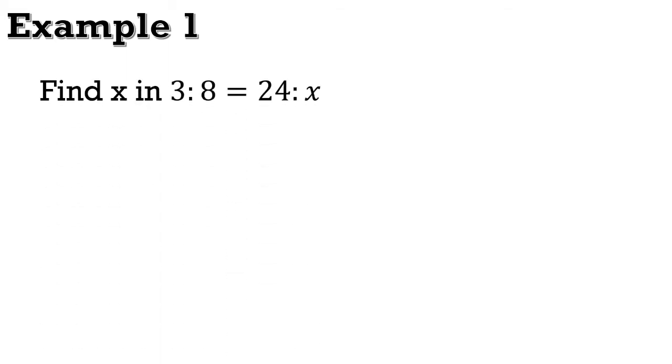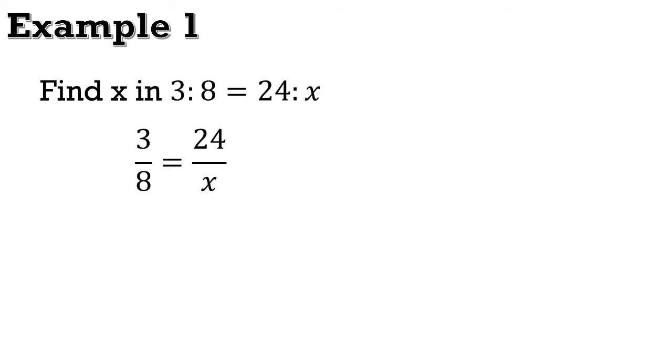Now, let us start solving problems involving proportions. Let us have example number 1. Find x in 3 is to 8 as 24 is to x. Now to solve this problem, let us rewrite this into fraction form. So we will have 3 over 8 equals 24 over x. Next, let's apply cross multiplication property.